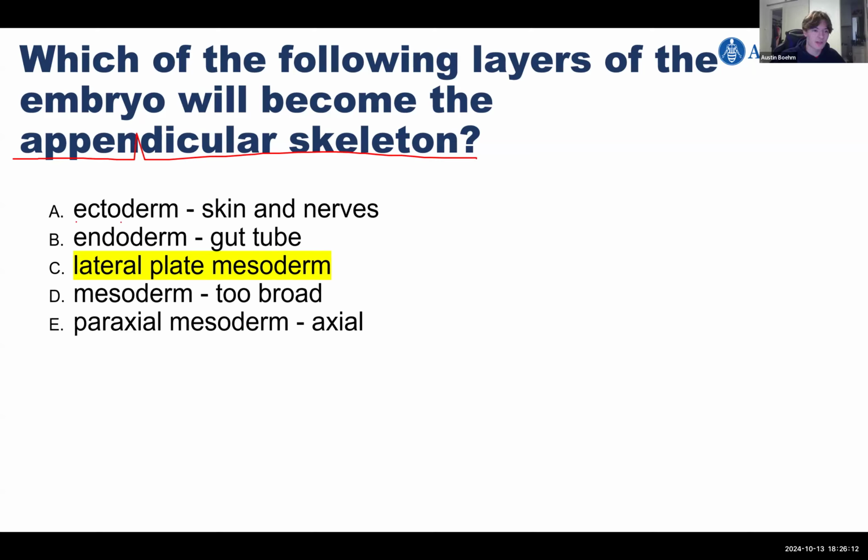Some of the other ones, ectoderm is surface, so that's skin and nerves. Endoderm is that deep inside, which is the gut tube. And then paraxial mesoderm has axial in the name, and so that can give you a hint that that's going to become more of the axial skeleton.